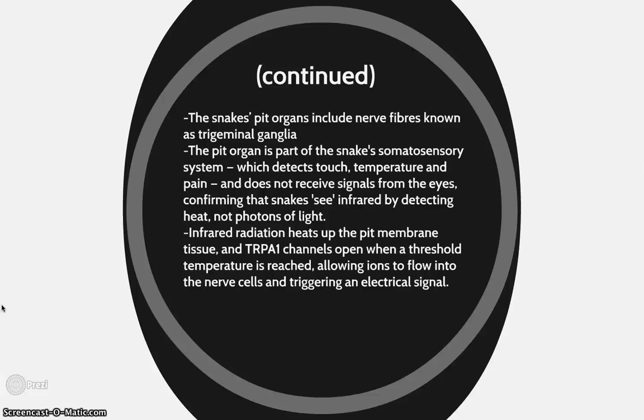Infrared radiation heats up the pit membrane tissue, and TRPA1 channels open when a threshold temperature is reached, allowing ions to flow into the nerve cells and triggering an electrical signal.